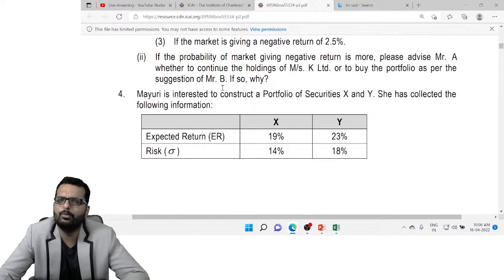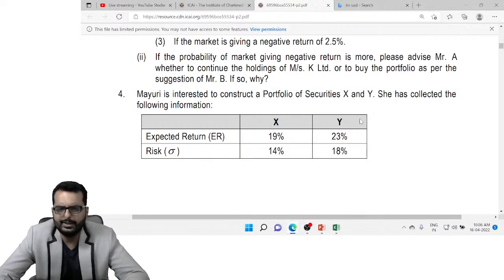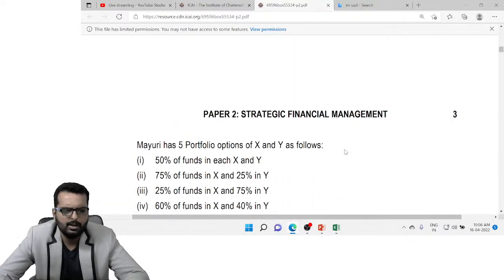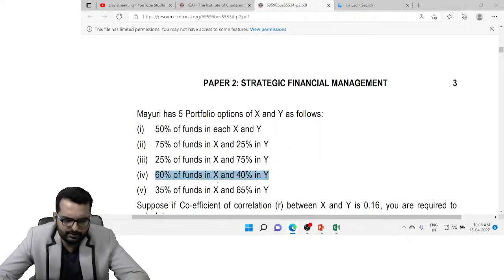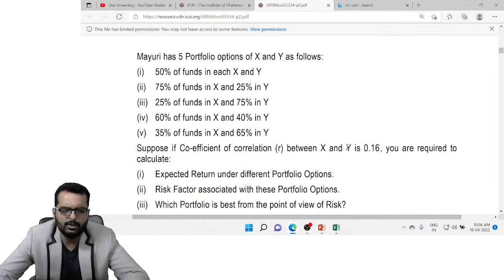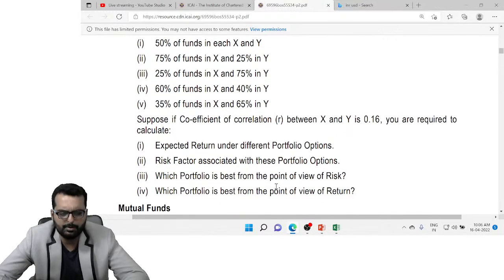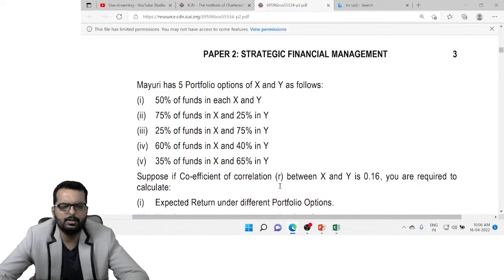Let us go to question number 4. Another very, very easy problem. Mayuri wants to construct a portfolio with X and Y. Expected return is given, risk is given over here. Down they have given 5 options. 50% in X and Y, 75% in X and 25% in Y, 25, 75, 60, 40, etc. They have given the correlation as 0.16. You are required to calculate the expected return and the risk factor in all the options and tell which is the best from risk point of view, which is the best from returns point of view.